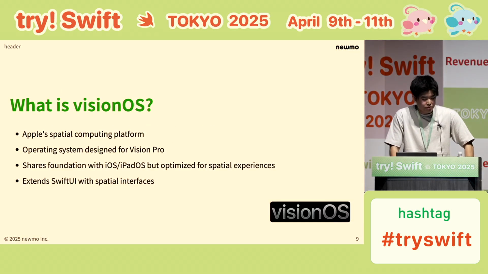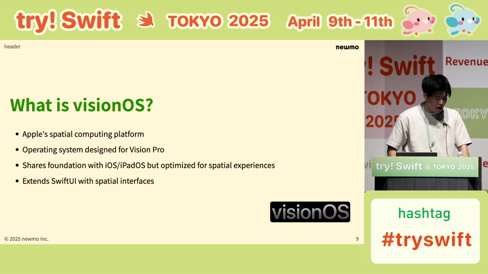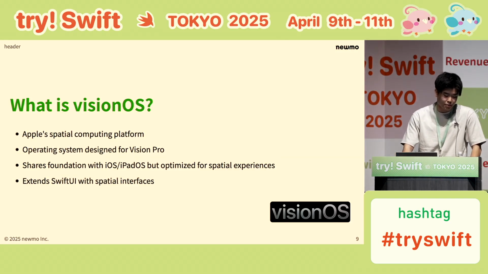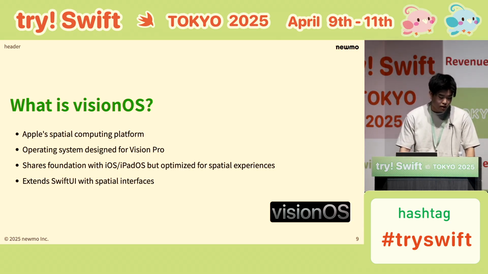visionOS is Apple's spatial computing platform, the operating system made just for the Vision Pro. It shares the basic parts with iOS and iPadOS, but visionOS is specially made for spatial experiences, mixing digital things with your real world.